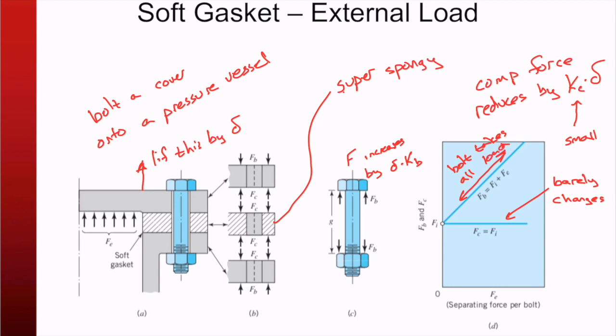Right? Because I have to stretch this bolt by some amount delta, and it's very, very stiff, so the load in the bolt goes up very quickly. And I have to decompress that gasket by some delta, right? But since there's hardly any stiffness to this spongy gasket, that stays just about level. That's kind of one extreme.